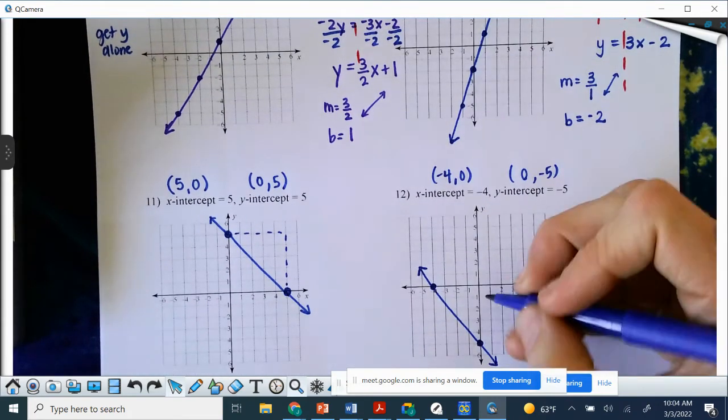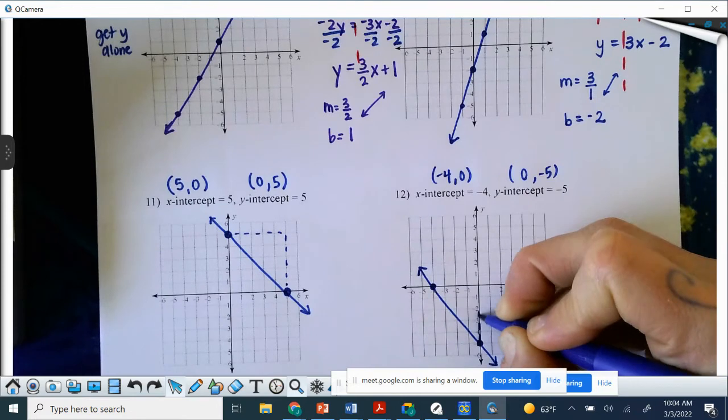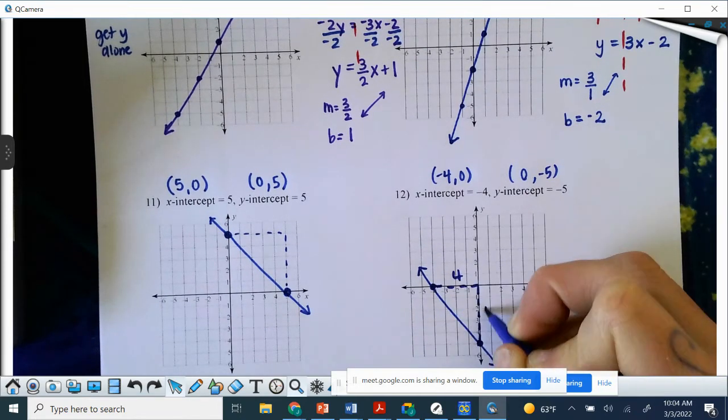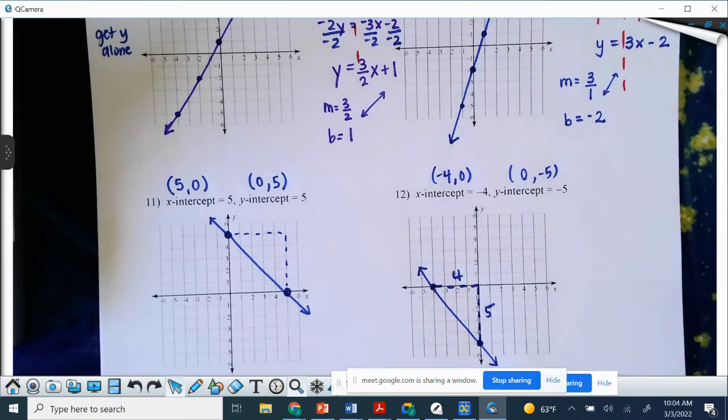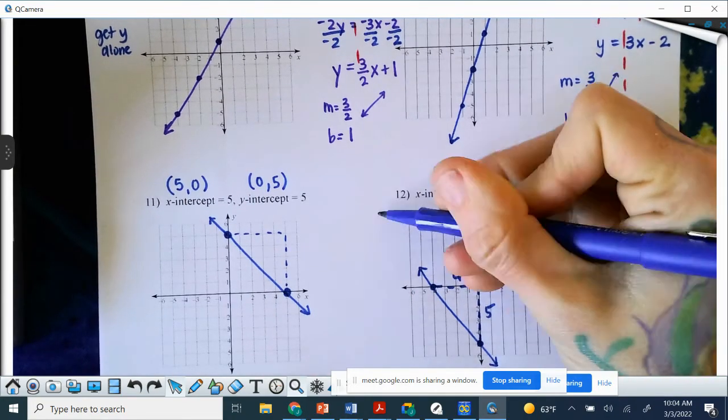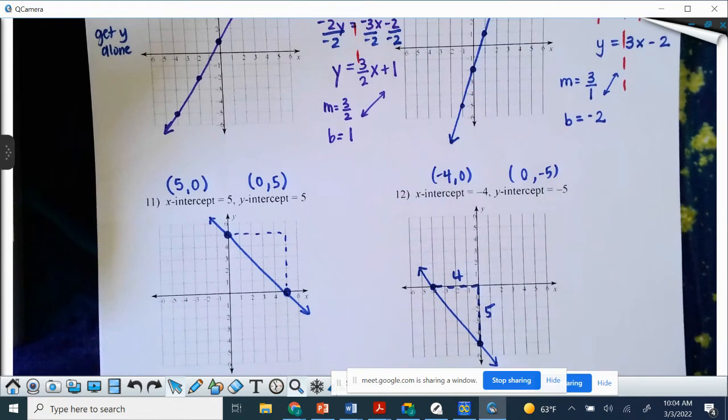If you want to check, we go 1, 2, 3, 4, 5, 1, 2, 3, 4, so it's a 4 by 5 slope. It is not reducible, so that's all you can do. If I happen to have a bigger graph, you could go on up 5 over 4, up 5 over 4, and keep going and extend that line if it was a little bit larger in the graph size or if the slope was smaller.